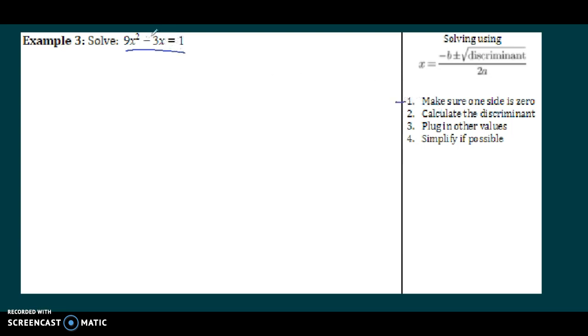The easiest way in this case to do that is to subtract 1 from both sides of the equation. I'm going to solve 9x squared minus 3x minus 1 equals 0. Now, the next thing I'm going to do is start to bust out this quadratic formula, which is the opposite of b plus or minus that discriminant we talked about, which we know is b squared minus 4ac, all over 2a.